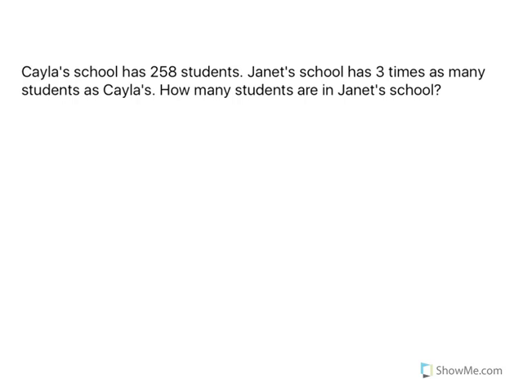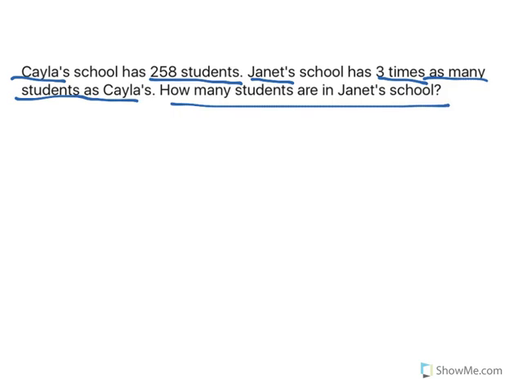For this problem, we have a word problem, and we're going to be using the standard algorithm, the partial product, and area model to solve. But first, we need to use the redraw right method to see what the problem says. So the problem is Kayla's school has 258 students. Janet's school has 3 times as many students as Kayla's. How many students are in Janet's school? Well, we know that Kayla's school has 258 students. Janet's school has 3 times as many students as Kayla's. We're trying to figure out how many students are in Janet's school.